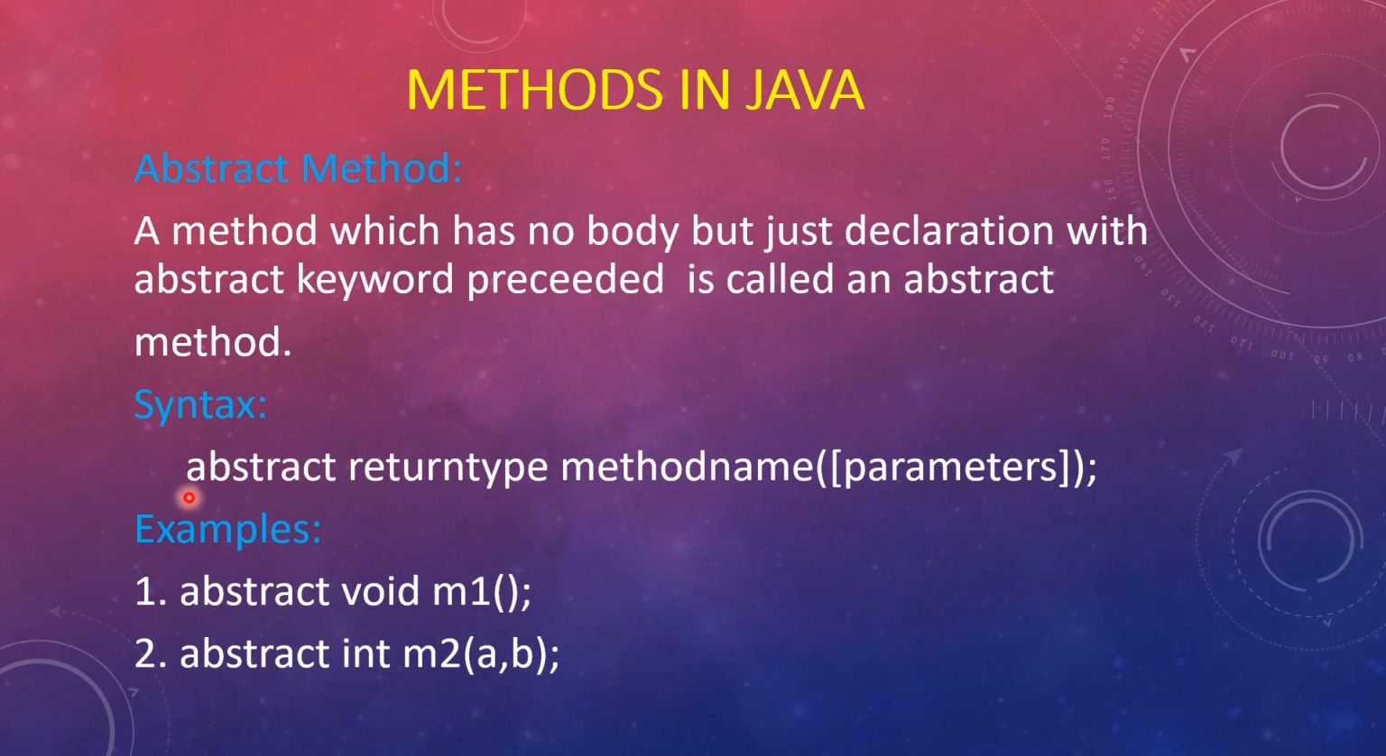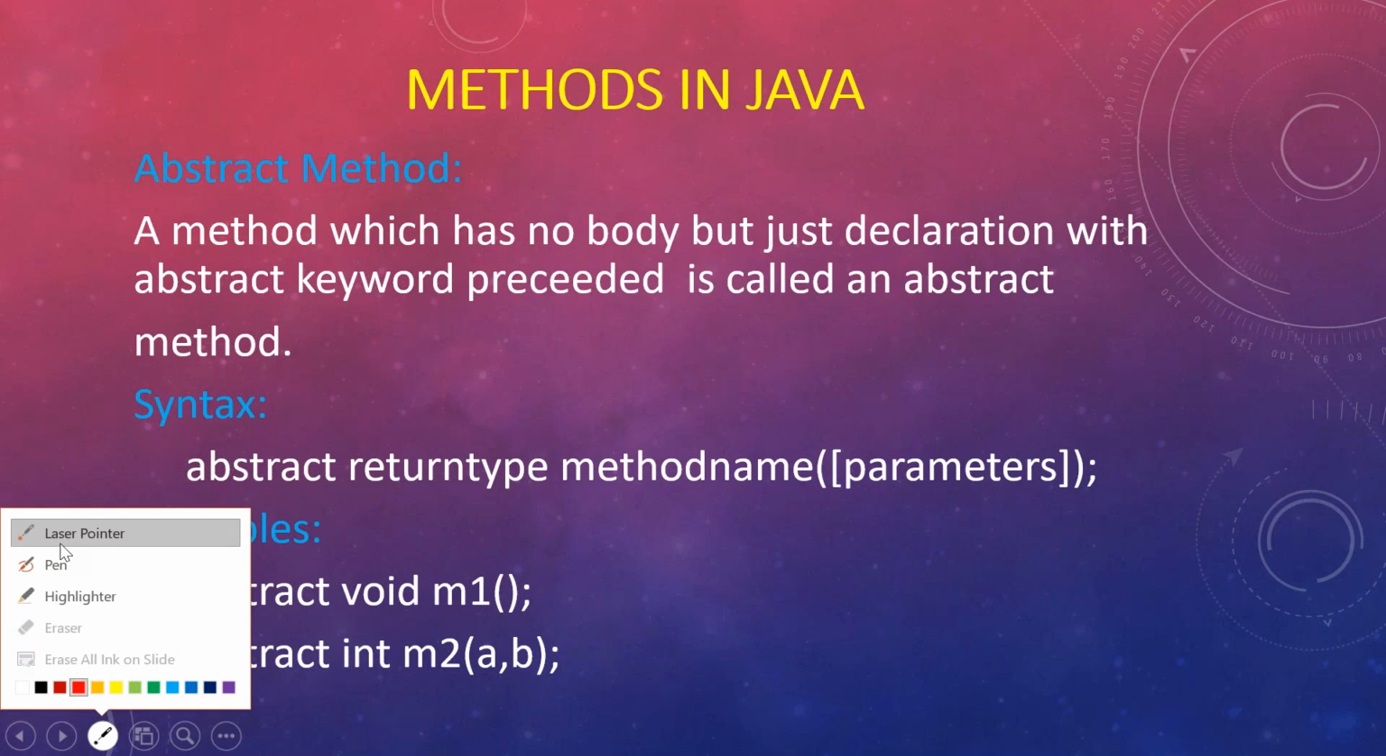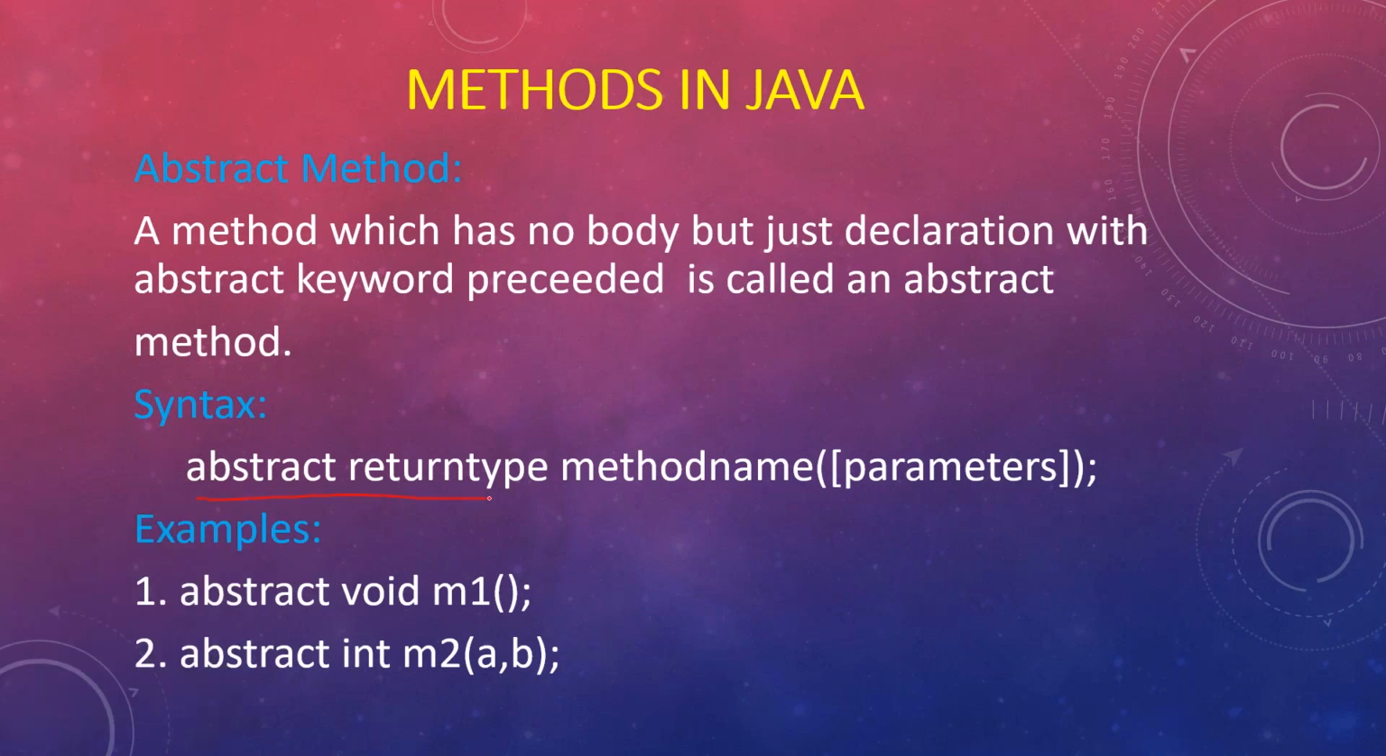Okay, the syntax I have given here. If you see the syntax of an abstract method, it is: abstract, return type, method name, parameters. At the end there should be a semicolon. I didn't write the open bracket and closed bracket here. If I write the open bracket and closed bracket, it becomes a concrete method. But the difference between concrete and abstract is that we won't write any implementation, we won't write any body. Such kind of methods we usually call an abstract method. Before an abstract method comes the keyword abstract. Abstract is a keyword in Java, followed by the return type, followed by the method name.